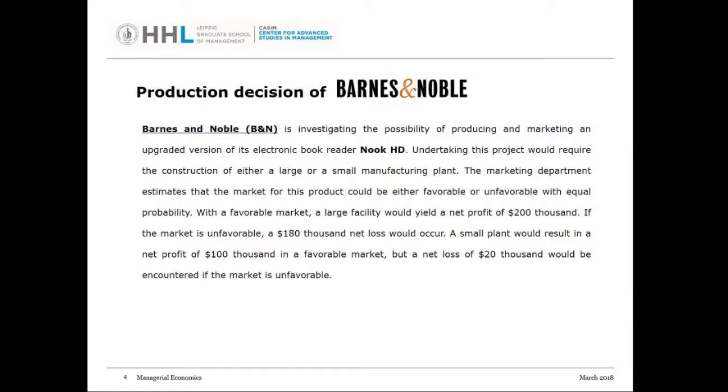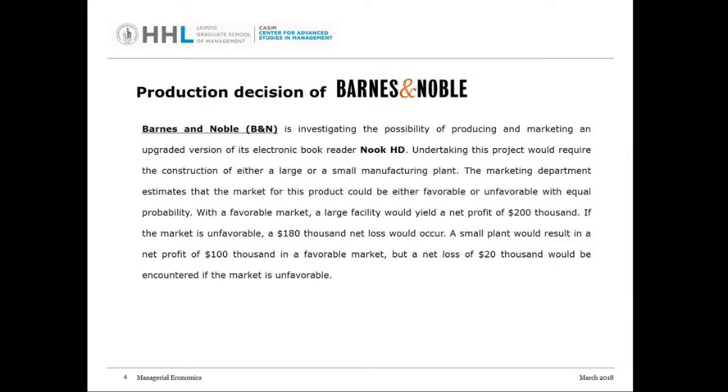This example is about a firm considering production of a new electronic book reader called Nook. The firm is called Barnes & Noble, an actual firm, and the scenario could have been considered at the company in the year 2012, but this is not the point. The point is that we have a decision problem of a firm that can produce the e-book reader. And of course, in order to produce it, they have to create a plant, because they don't have enough capacity, and they have a choice between a large plant and a small one.